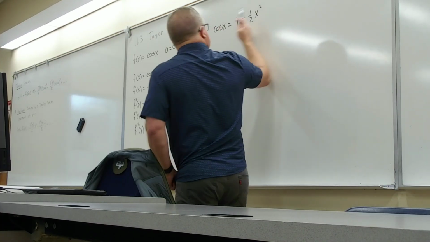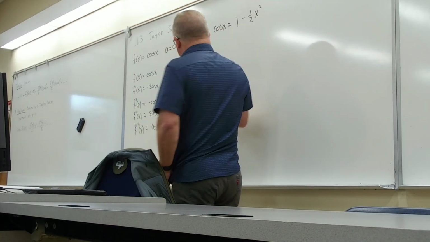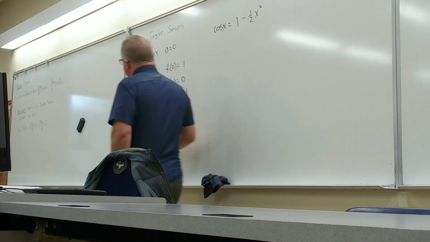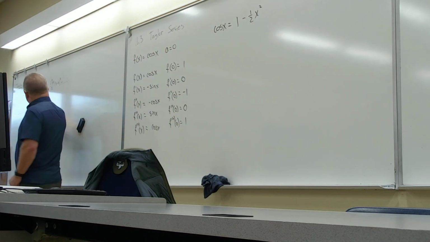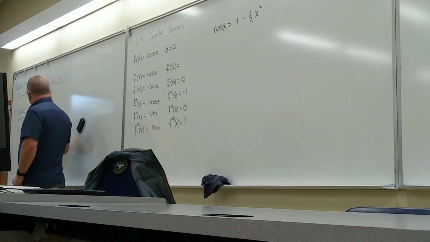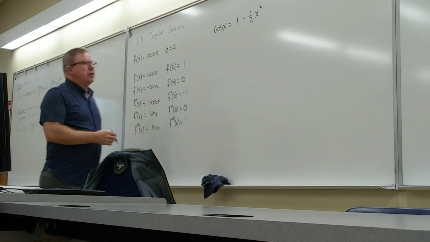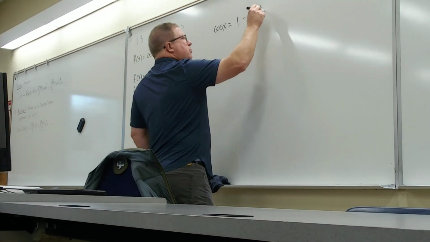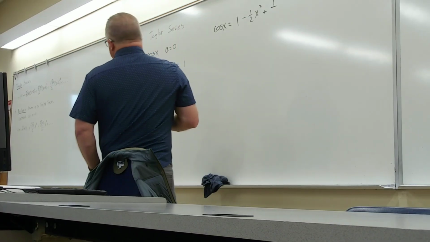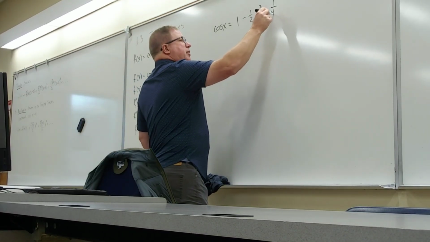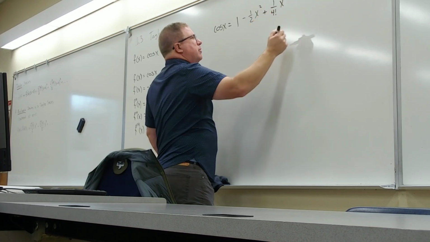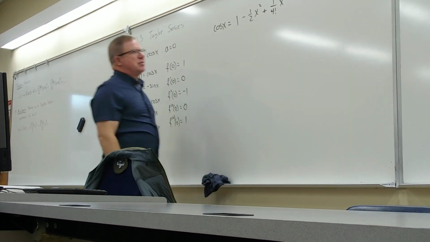F triple prime is 0, so the next term is 0. And the fourth derivative is 1. So we're going to continue this pattern. This is like 2 factorial, 3 factorial, and so on. So we're going to get plus 1 over 4 factorial, x to the 4th. Then it will be minus.